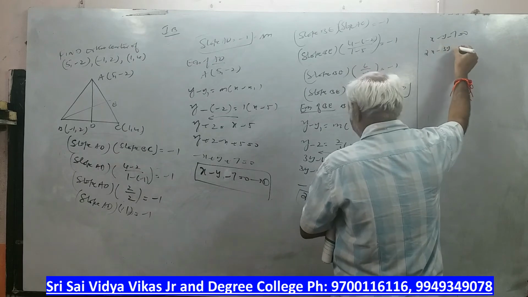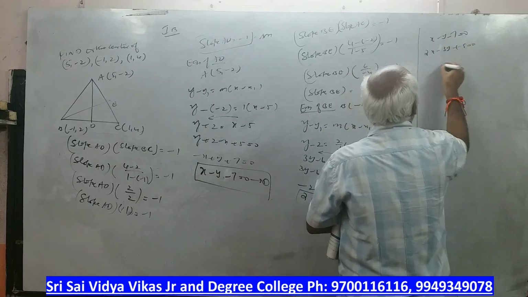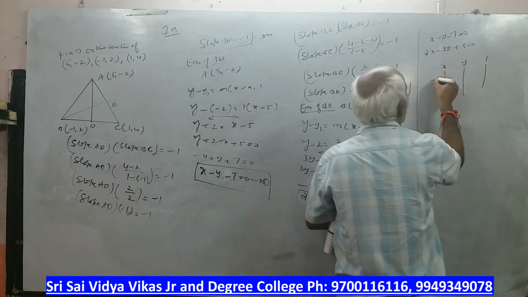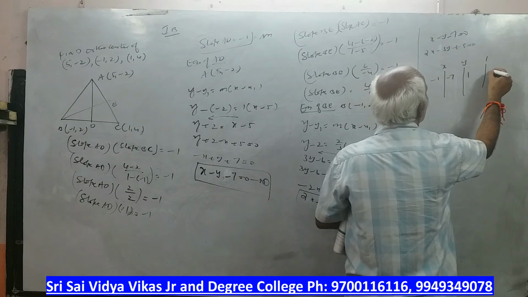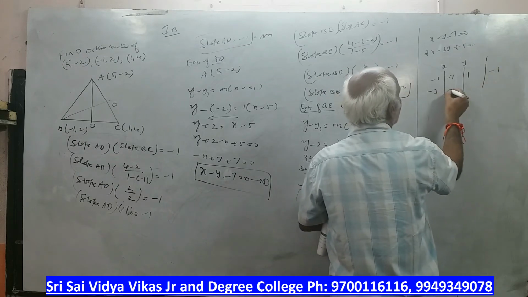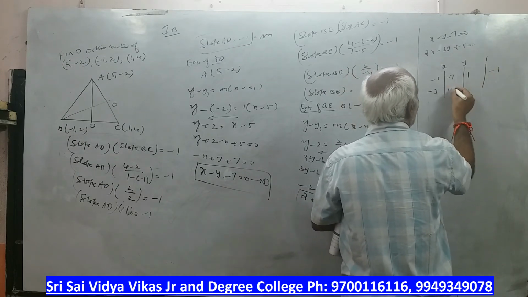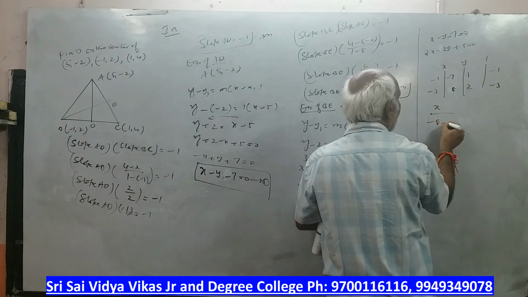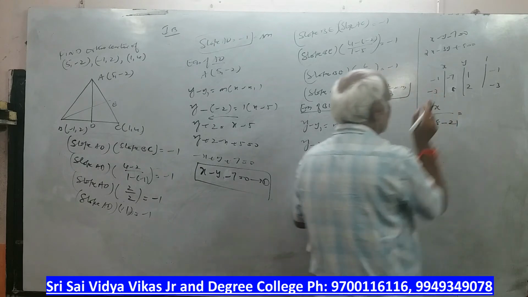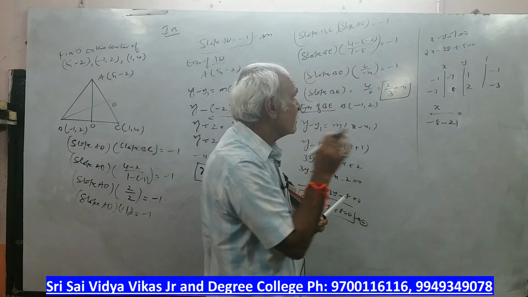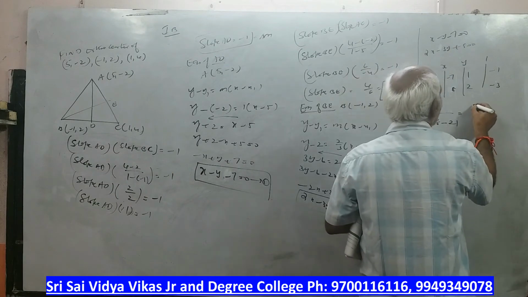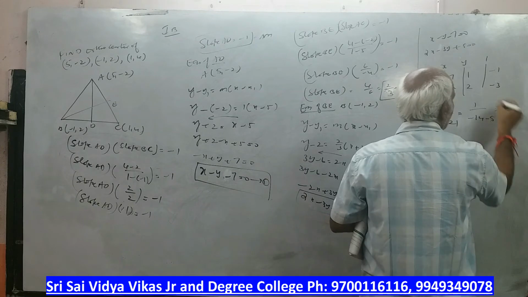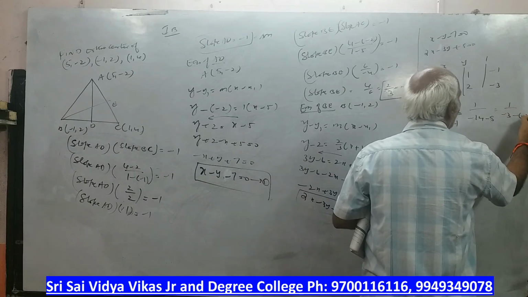2x minus 3y plus 8 is equal to 0. x, y, 1. So minus 1, minus 7, 1, minus 1. Next, minus 3, 8, 2, minus 3. x by minus 8, minus 21. Minus 8, minus 21. 1 by minus 14, minus 8. 1 by minus 3, minus of minus 2.